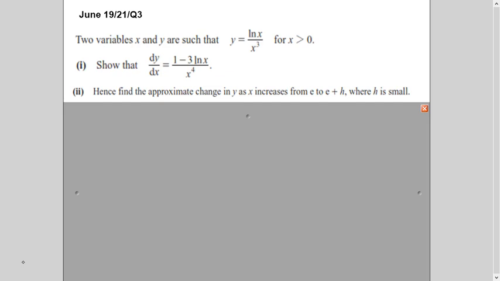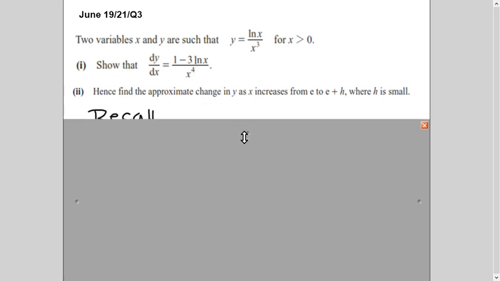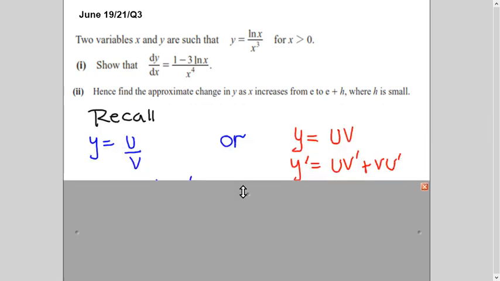This is about variables x and y, and the function is a logarithmic function. The first part of the question says differentiate and show this. And the second part is about the approximate change in y. We will see that. Before we begin, if you look at this, what does it remind you? This function is given in the form u over v, right? And we have studied two formulae, product rule and quotient rule. Product rule is u into v and quotient is u over v.